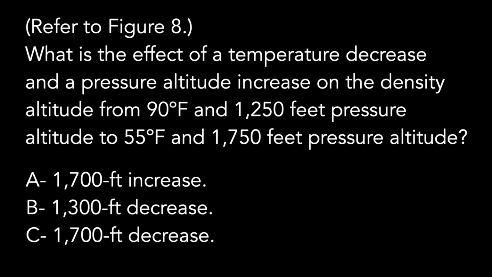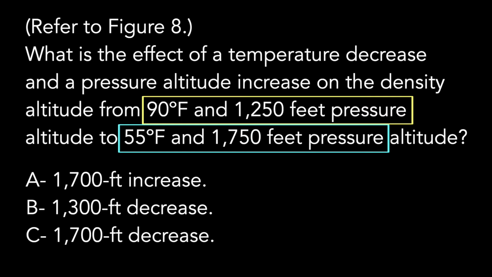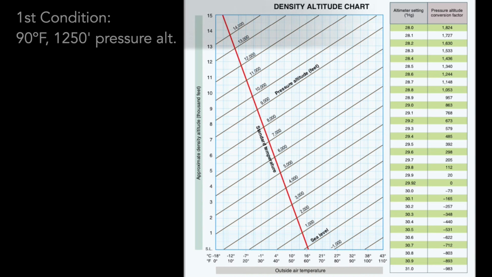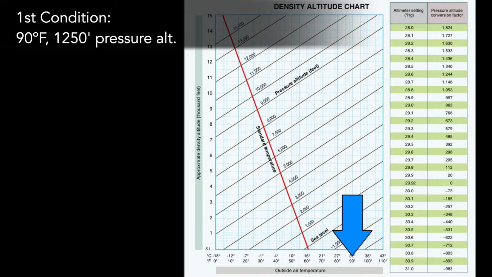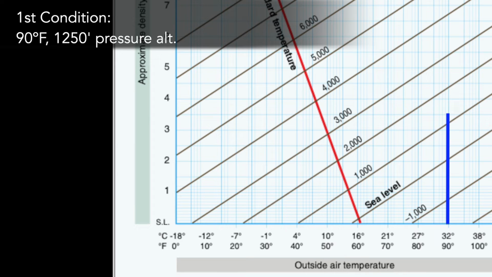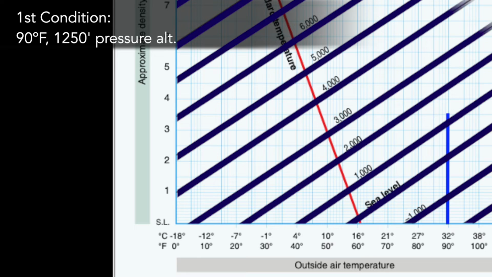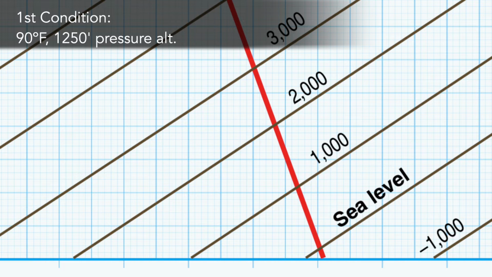In this scenario, we will simply compare the density altitudes for each of these given conditions. Let's begin by solving for the first condition. As we have done before, we will start at the bottom of the chart on the temperature scale and locate 90 degrees Fahrenheit. Travel up from there to reach 1,250 feet in pressure altitude. Now, this is where we don't have an actual line drawn for this given pressure altitude specifically, so we will have to estimate where in between the 1,000 and 2,000 foot lines would be our 1,250 foot pressure altitude. And when doing that, remember that these lines are slanted, so we will have to track upwards parallel to them.